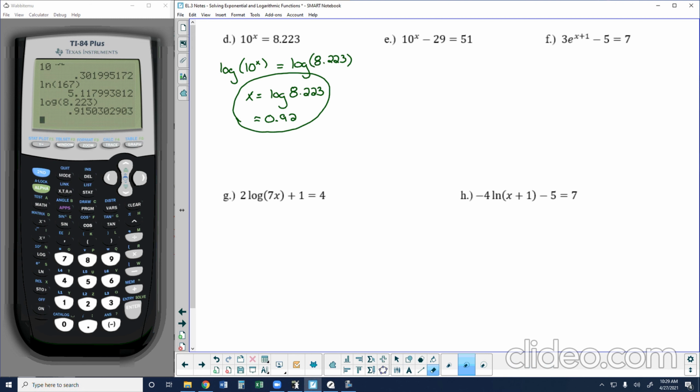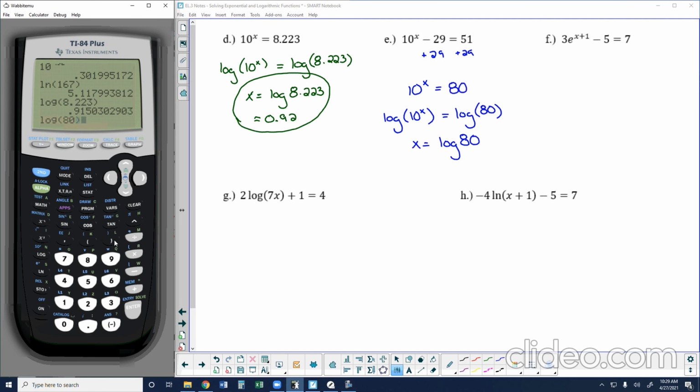So in problem 1E, before I can deal with the 10 to the x power, I need to add 29 to both sides. So I need to move that 29 over by adding that to both sides. So I get 10 to the x power equal to 80. Now I can take the log base 10 of both sides, which would eliminate our exponential expression, leaving us with just x. So x would equal log base 10, or the common log, of 80. That can be evaluated in our calculator as approximately 1.9.